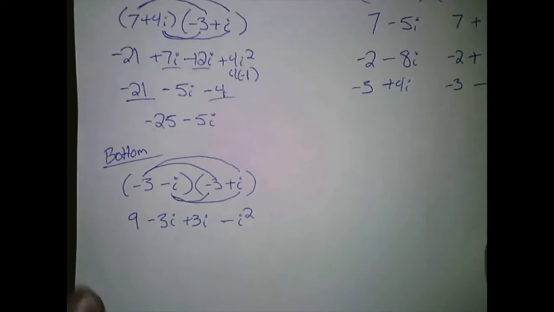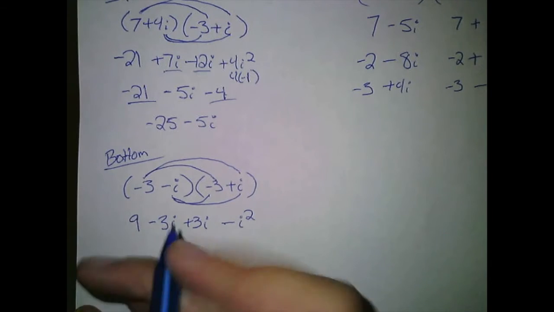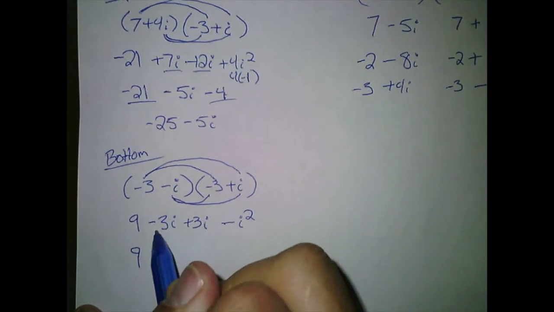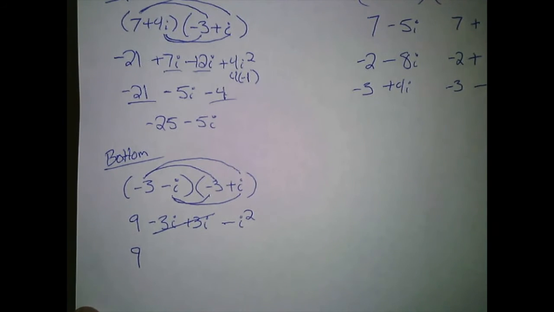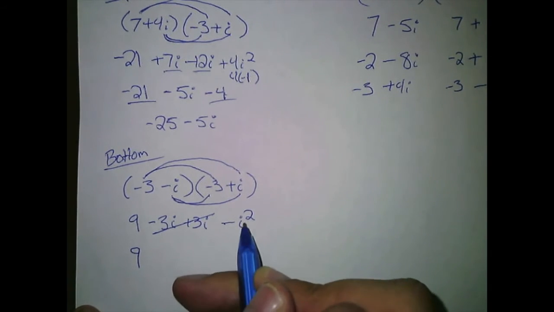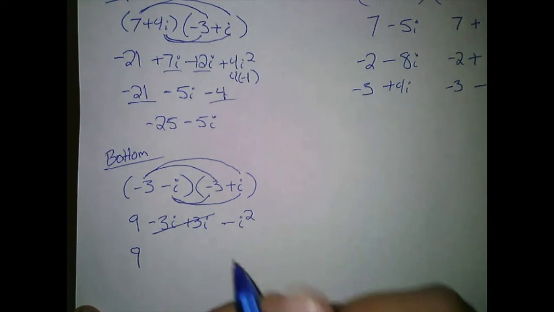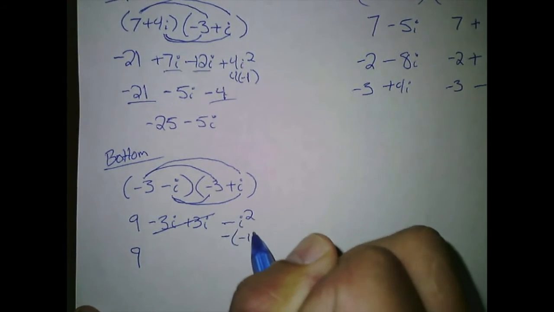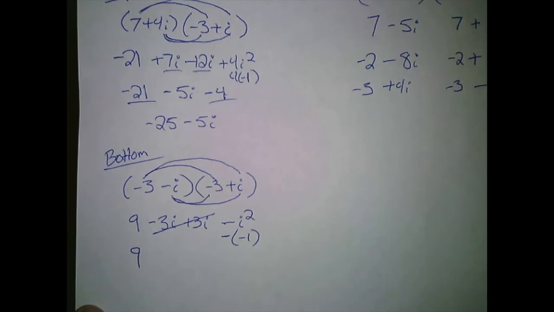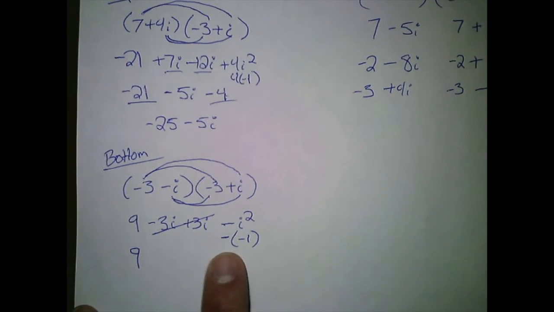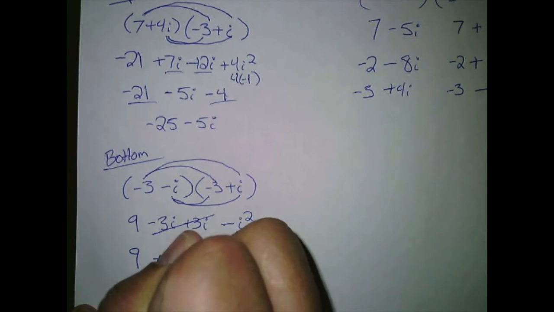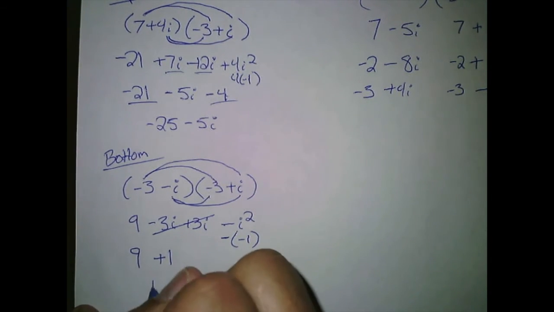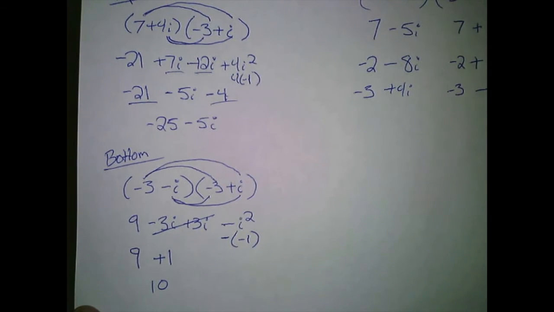So now we go to the simplification process. Still got a 9. Got a -3i and a positive 3i. Those are going to eliminate there. And then we have a -i squared. Again, we have to take care of an i squared. The negative is still there. i squared we can replace or substitute with a -1. So we're left with a -1, which is +1. 9 plus 1 takes you to 10.